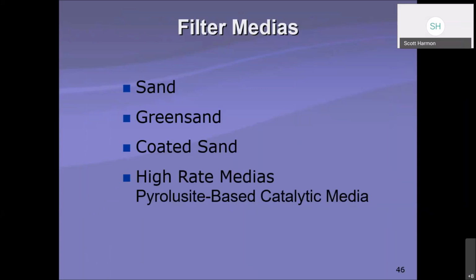The last stage is the filter type. Again, if you had my class on Tuesday, we talked about different types of media. There's all kinds of different media out there. Sand, greensand, coated sands, so sands that are designed specifically to be coated with a substance that makes the arsenic or whatever material you're trying to remove adhere to it better. High rate media. So there's catalytic media, pyrolusite-based media, things like that that can be used.